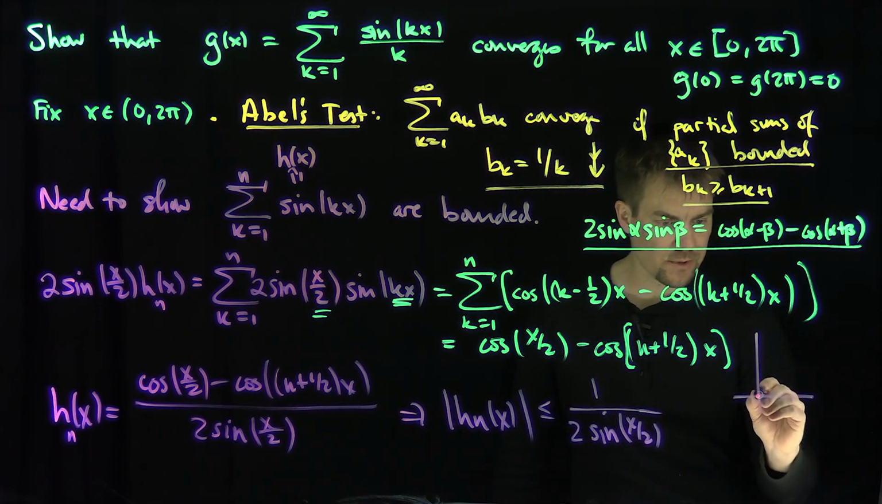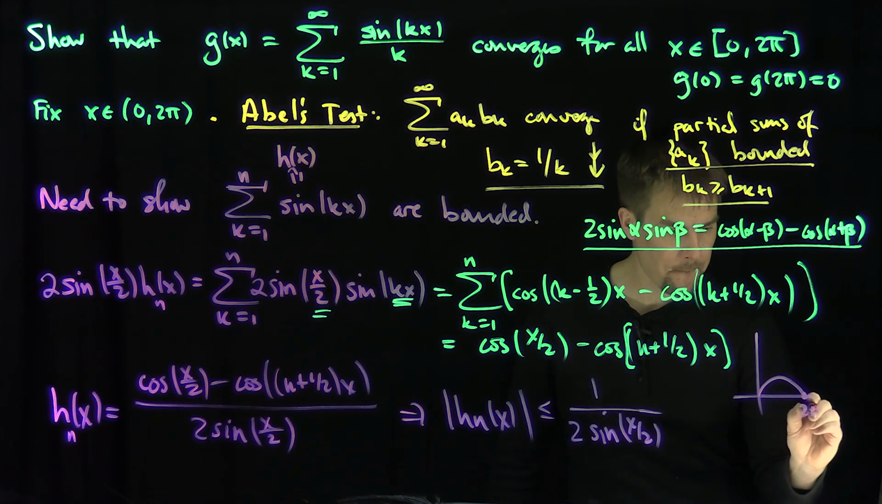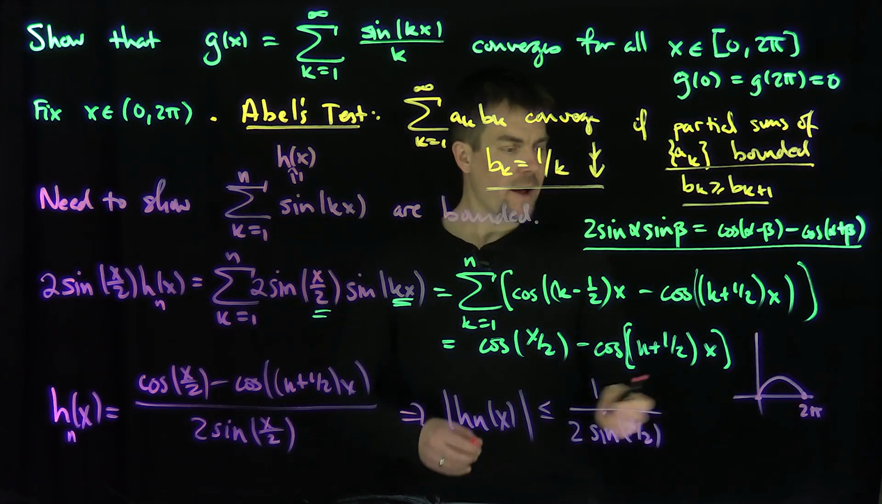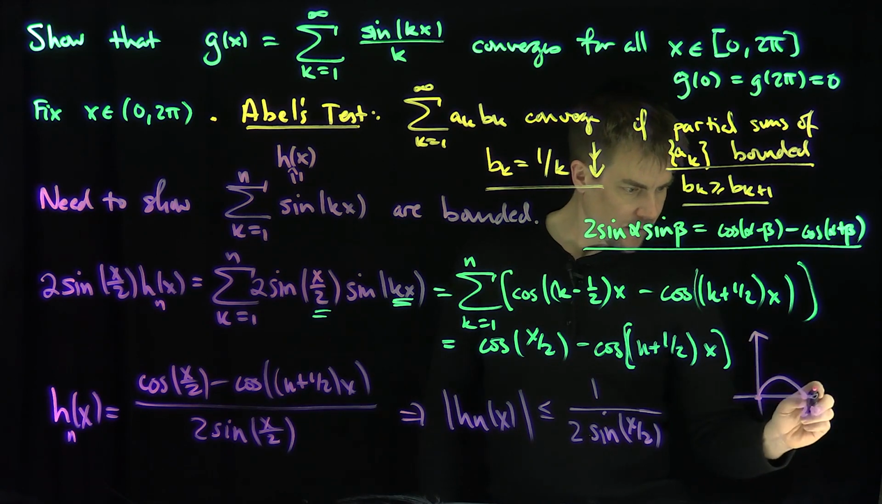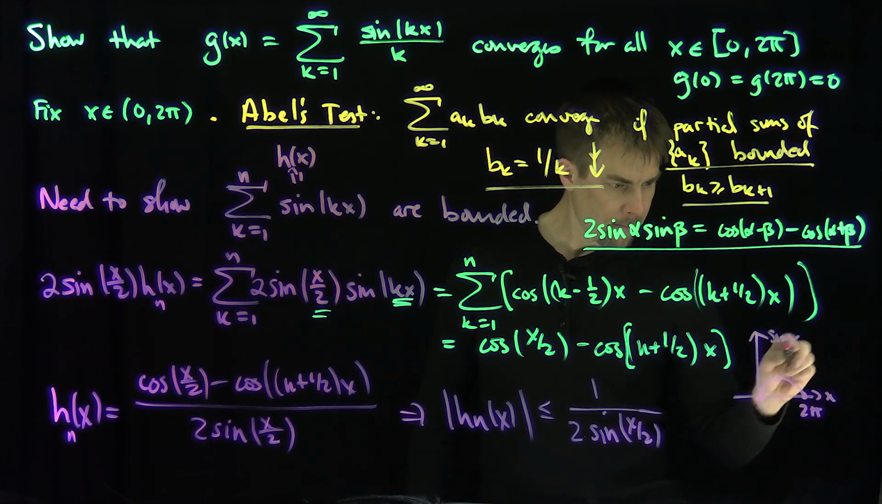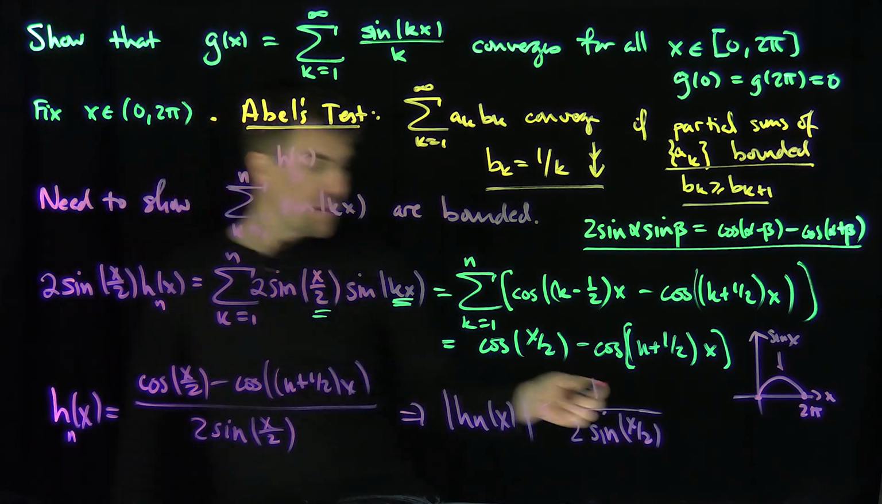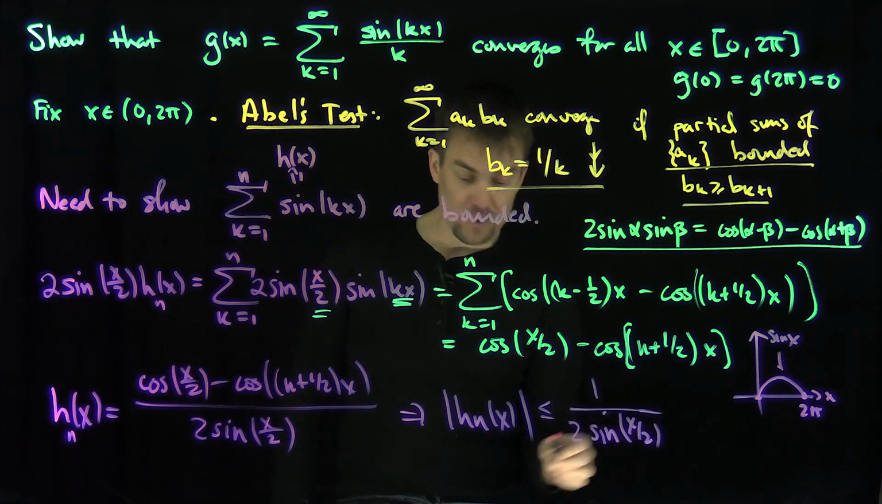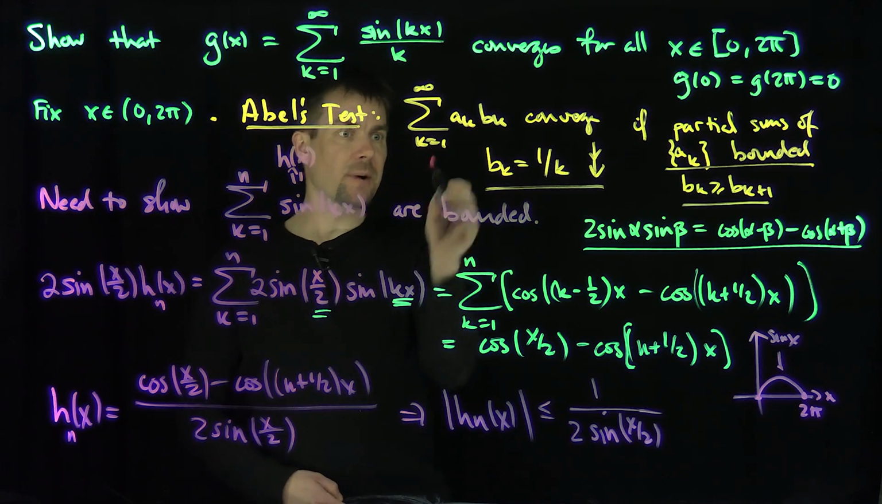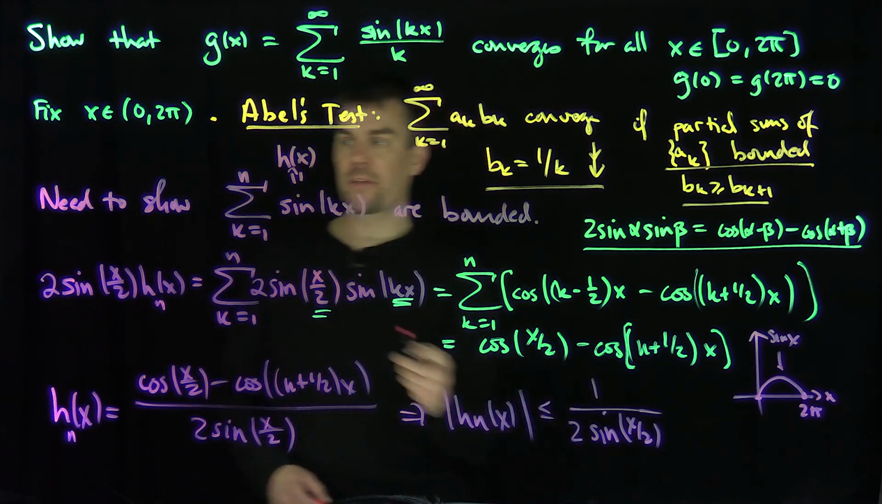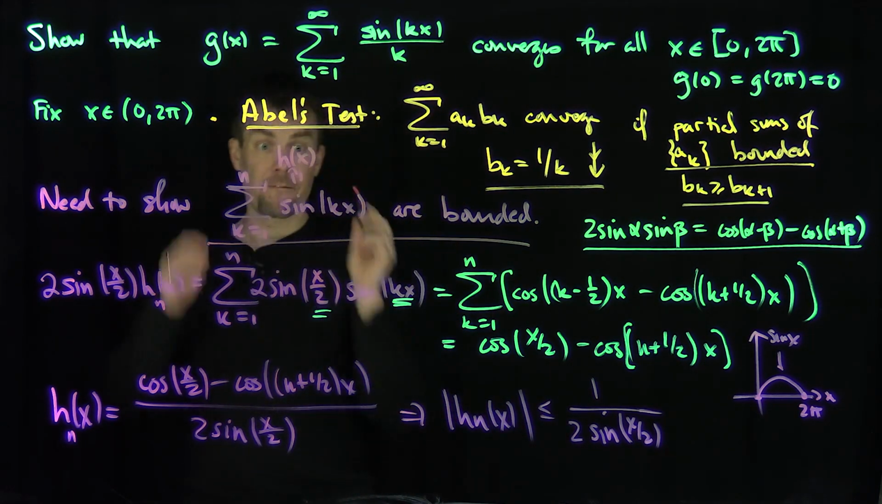So the graph of sine looks like this, right? Looks like that. And there's 2 pi. There's sine. Now that's the graph of sine of x, right? There's x, there's sine of x. Okay? So since I'm not at 0 or 2 pi, this is bounded, right? This is just some number over here. So the partial sums of these h k's in my series are bounded. So we've just shown that the partial sums of these things are bounded for a fixed x.